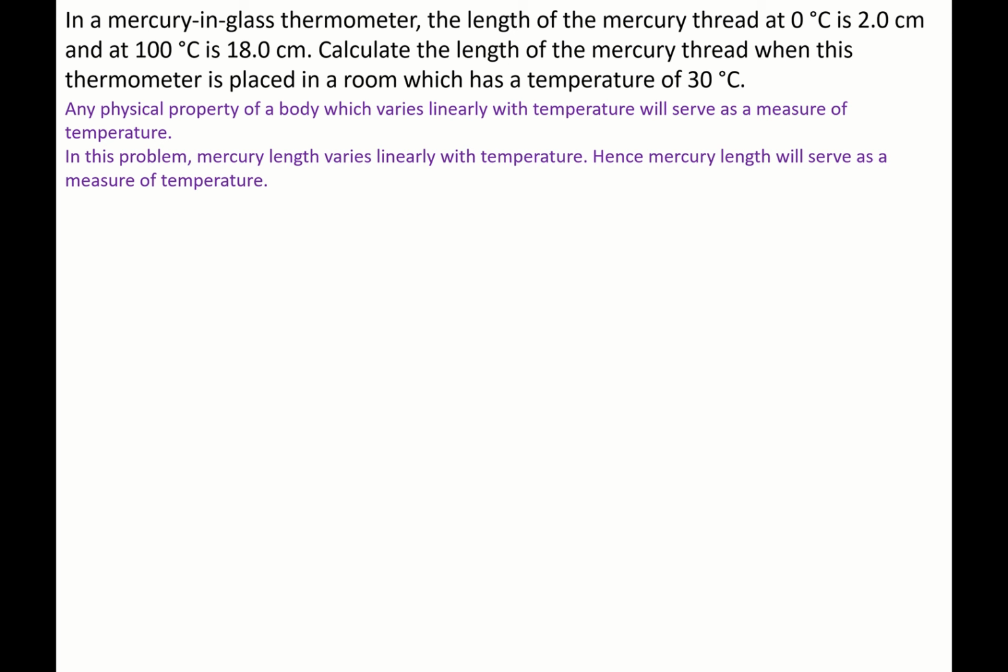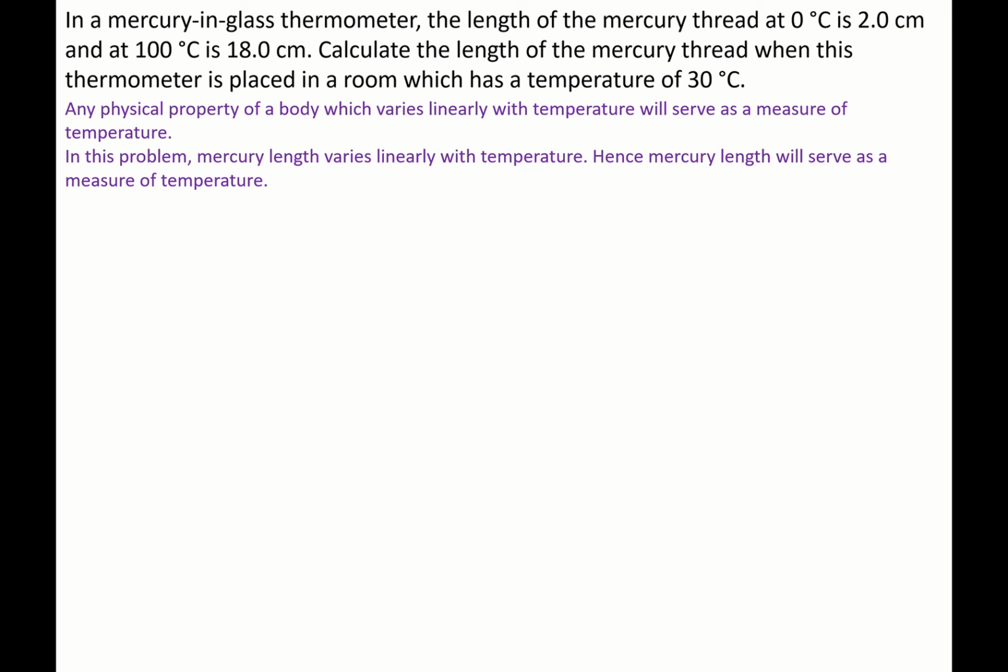Other given additional materials are the mercury length is 18 cm when temperature is 100 degrees Celsius, and we also need to calculate the length of the mercury thread when this thermometer is placed in a room which has a temperature of 30 degrees Celsius.